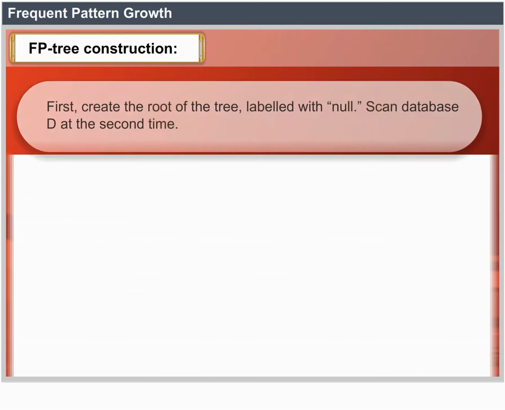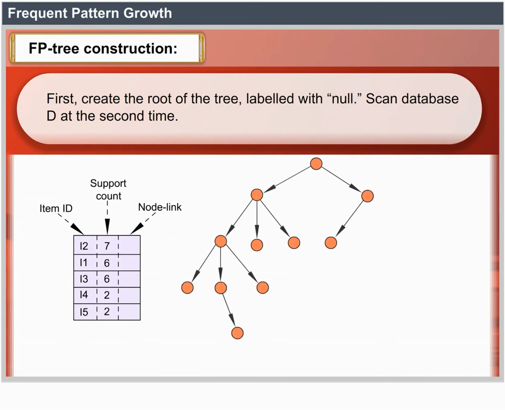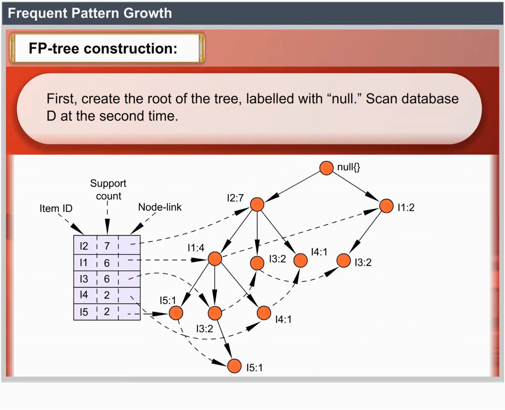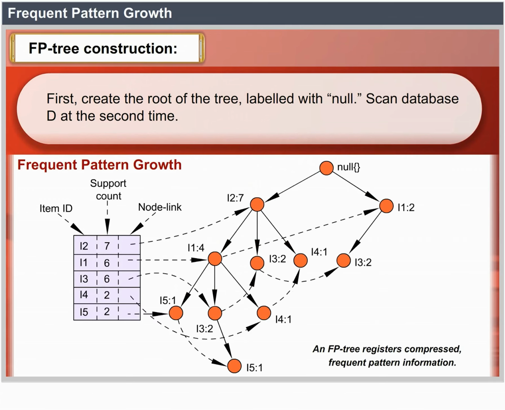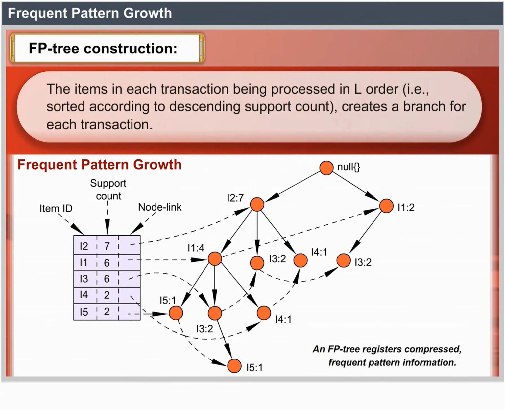FP tree construction. Frequent pattern tree construction. First, create the root of the tree, labeled with null. Scan database D a second time. The items in each transaction are processed in L order, that is, sorted according to descending support count, and a branch is created for each transaction.